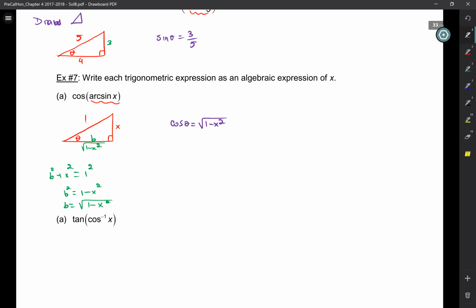I can also simplify the square root of 1 minus x squared. It's technically 1 minus x, 1 plus x, which doesn't simplify. But you don't do that. Leave it as 1 minus x squared. That's a more recognized form. The question says to do it as an expression in x. Right, which this is, 1 minus x squared. Okay? All right.